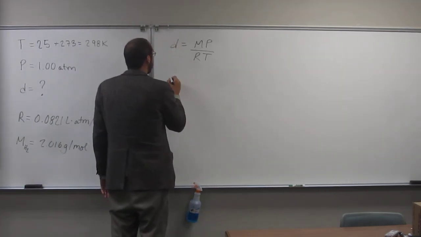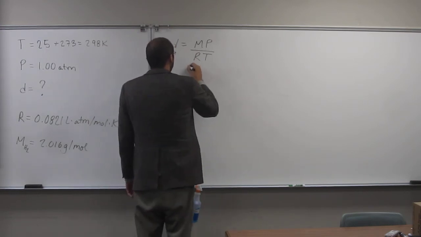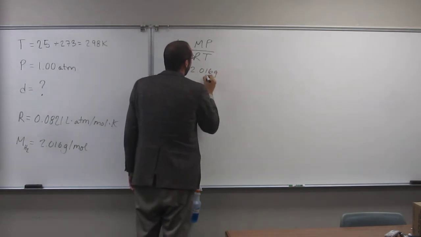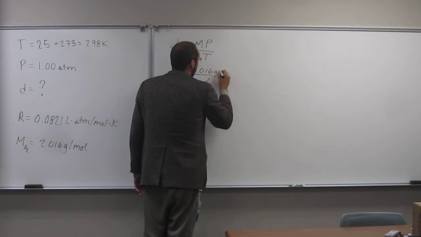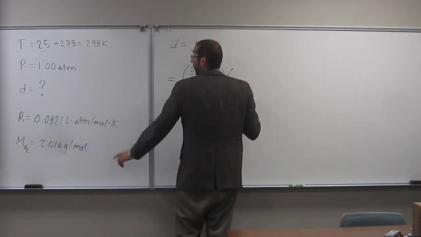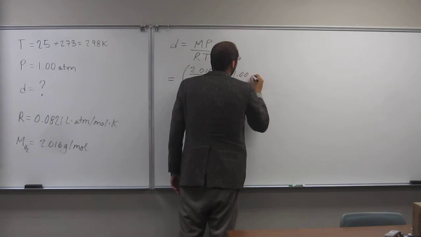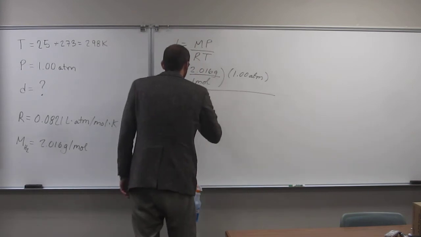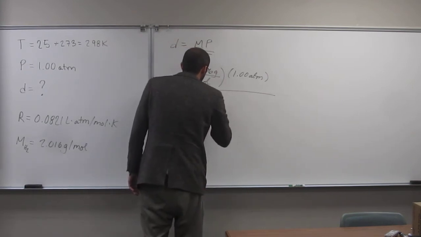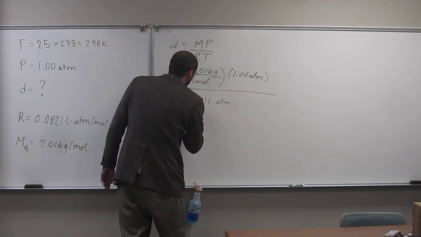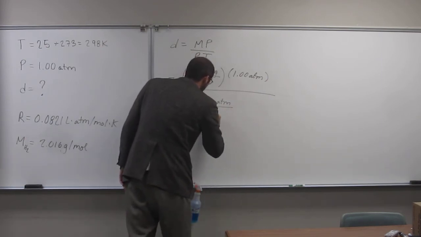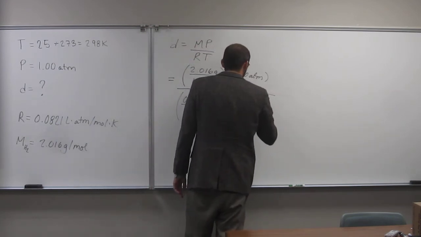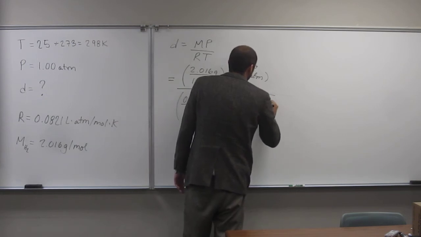So let's plug and chug now and just prove to ourselves that this happened. So the molar mass of hydrogen, 2.016 grams per one mole, times the pressure, so 1 atm, divided by R, so 0.0821 liter atm per 1 mole Kelvin. And then multiply that by our Kelvin temperature, 298 Kelvin.